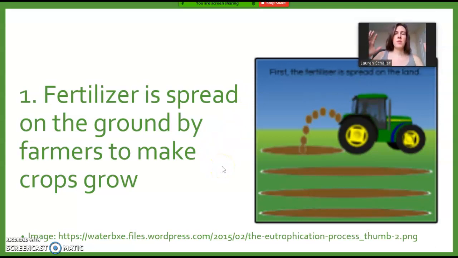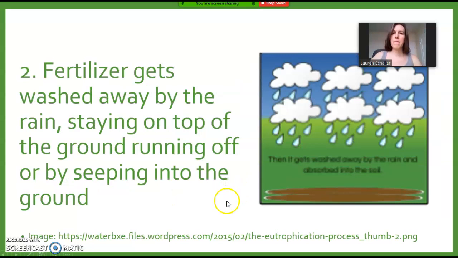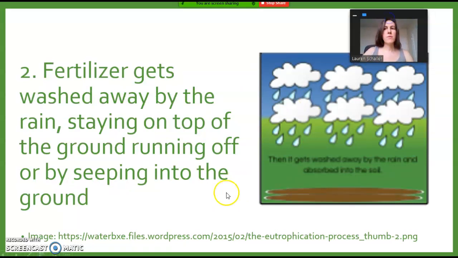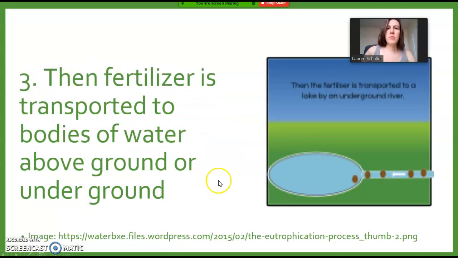First, farmers spread fertilizer on their crops in order to make the crops grow. Okay, simple enough. Often a chemical, or it could be organic, or it could be a synthetic fertilizer. Then what happens next? The fertilizer that is sprayed on the plants gets washed away by the rain. These chemicals, which have a lot of nutrients in them so that the plants can grow, either stay on top of the ground and run off somewhere, or they can seep deep into the ground. So that's 2. Number 3.